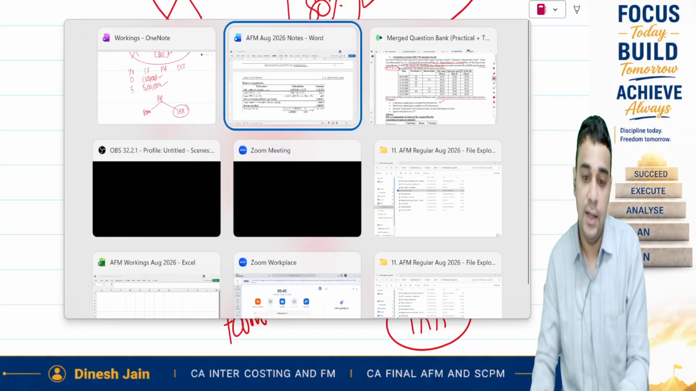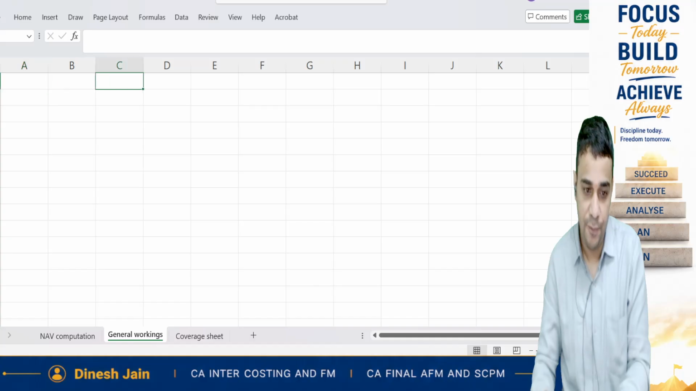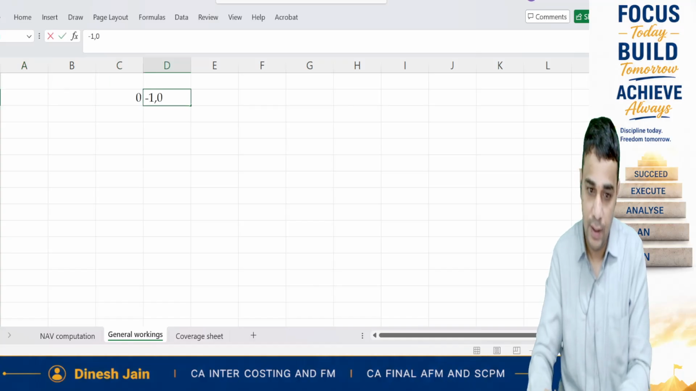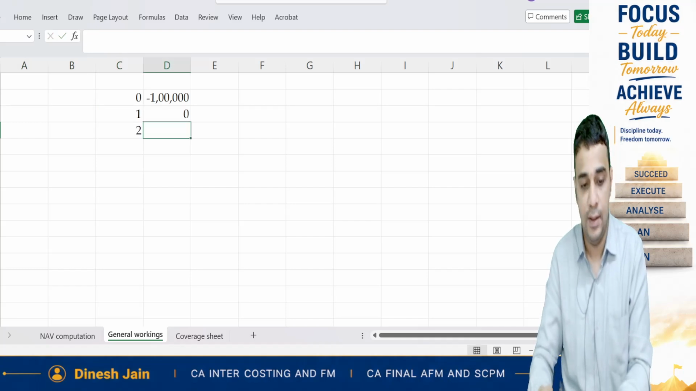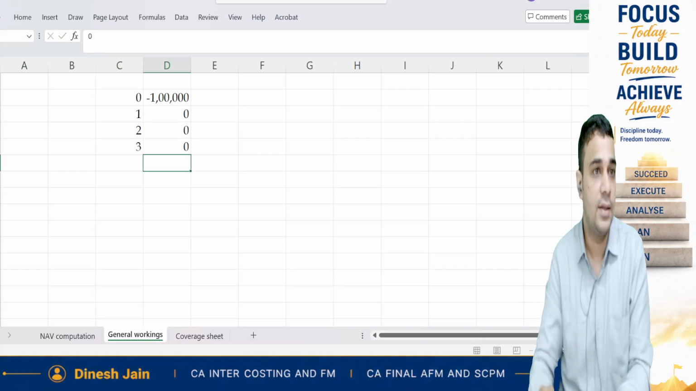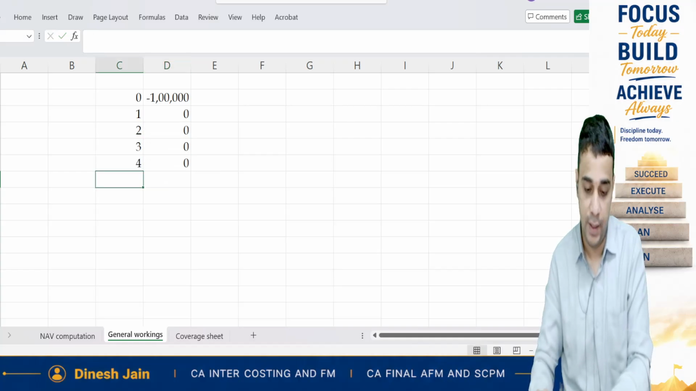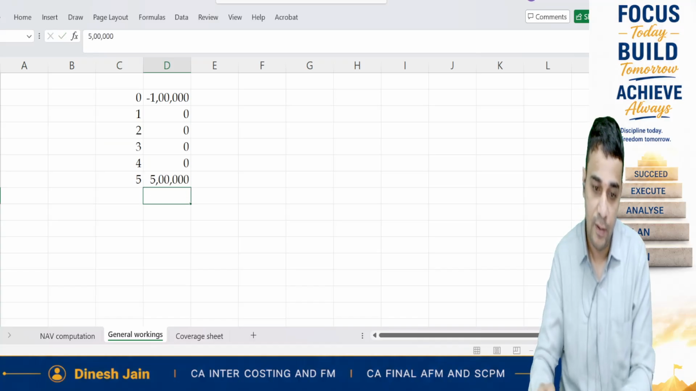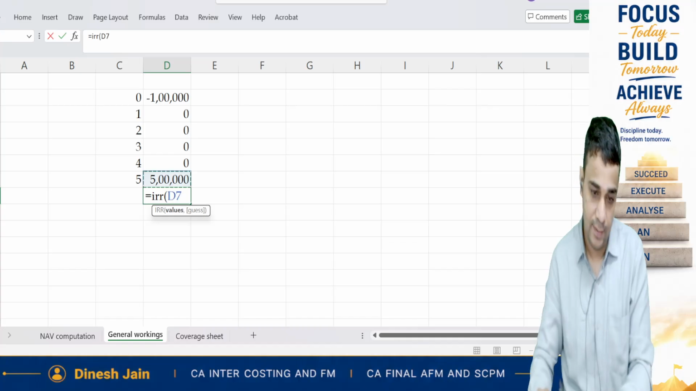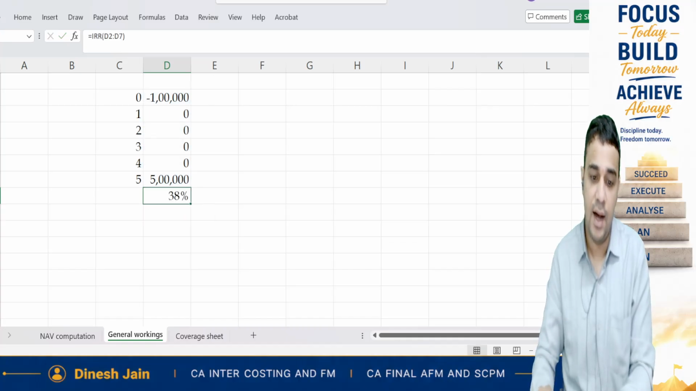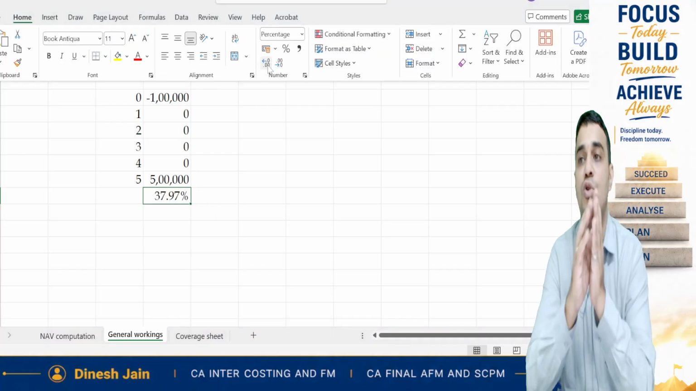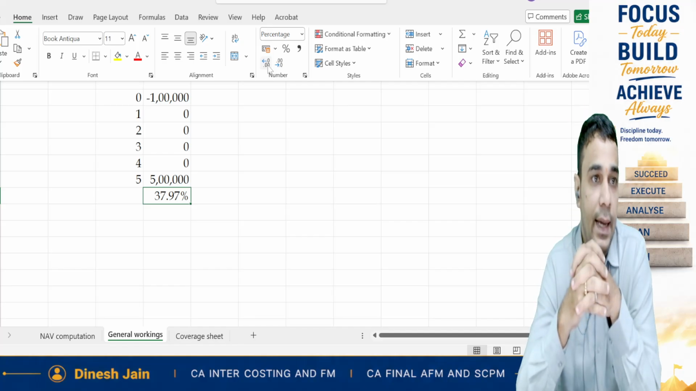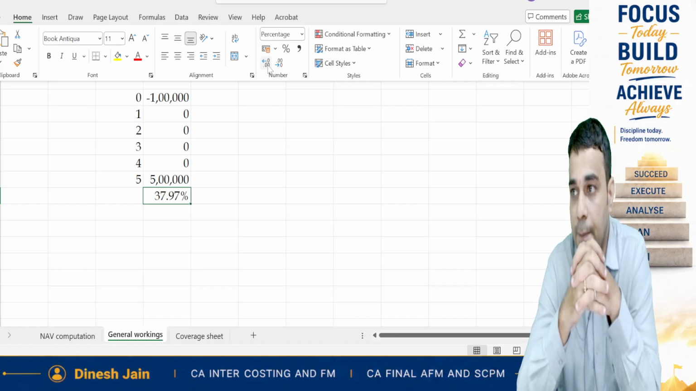Reason is, listen, if I do IRR: year 0, negative 1 lakh, in Excel I'm doing it. Year 1 I don't get anything, year 2 I don't get anything, year 3 I don't get anything, year 4 I don't get anything, year 5 I get back 5 lakh. IRR, and the answer comes which is 38%. Still it is a good percentage, but it is nowhere closer to the 80% number which we were thinking of.